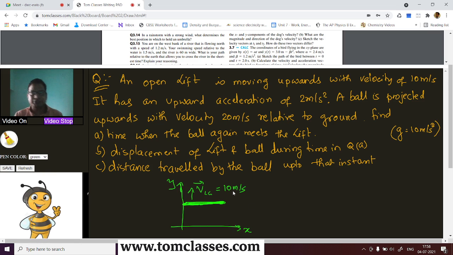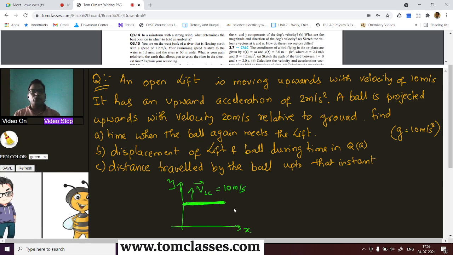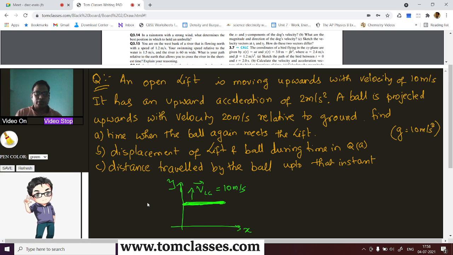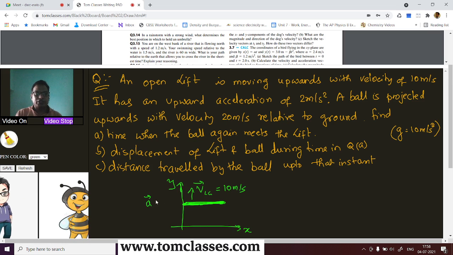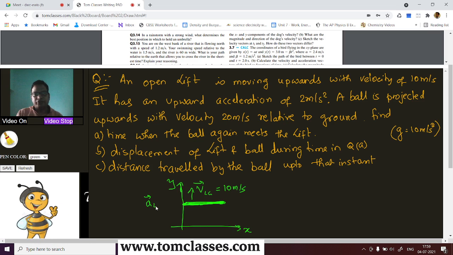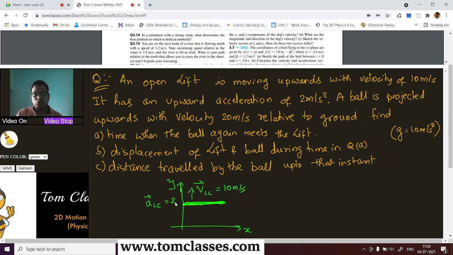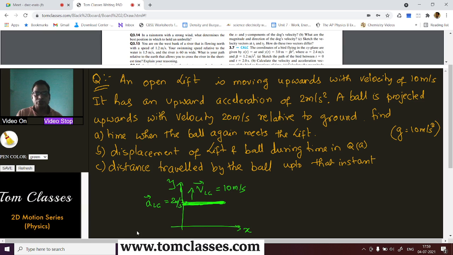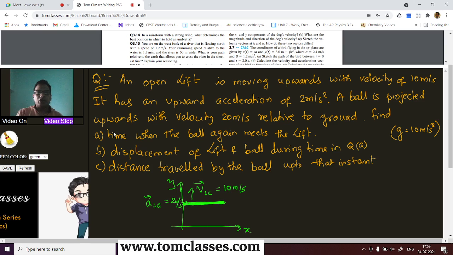Okay, so that's what it is. It has got an upward acceleration of the lift with respect to ground, that is 2 meter per second square. Okay, that's what is given. A ball is projected upwards.